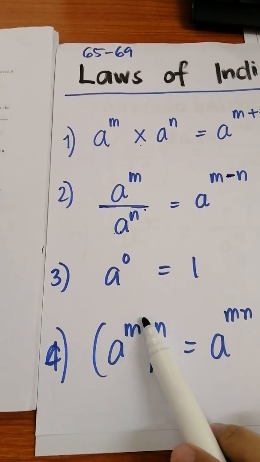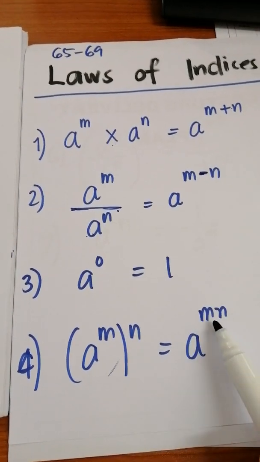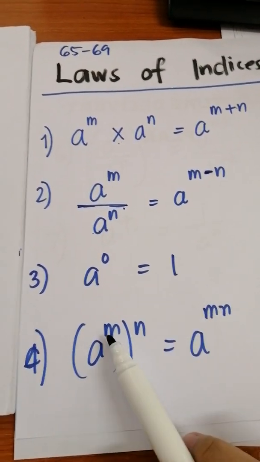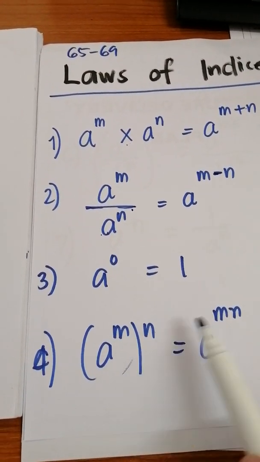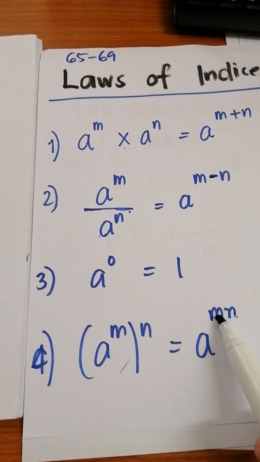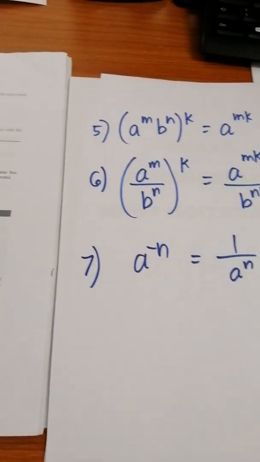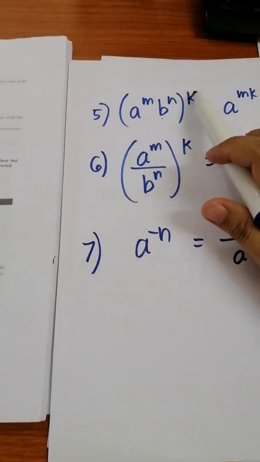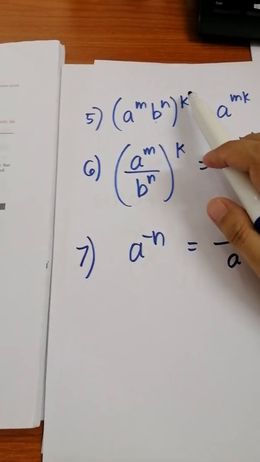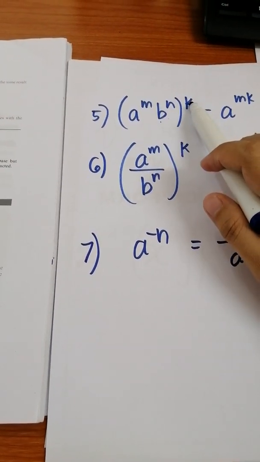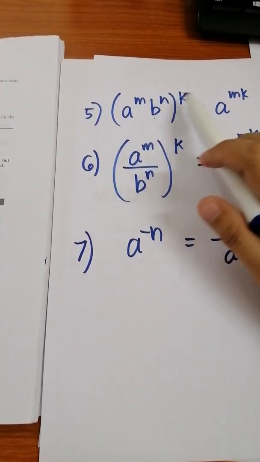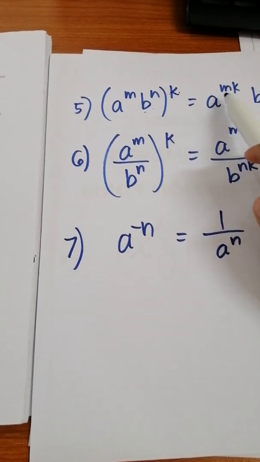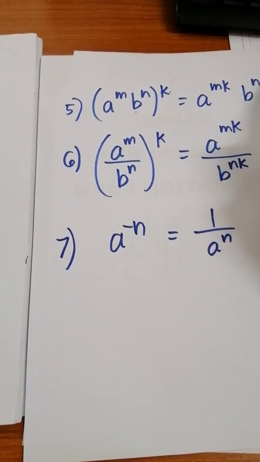If you have a power raised to another power, that means you multiply those powers. Power raised to another power, multiply. Now, another law, number 5: if you have many bases raised to a power, that means you distribute the power to all the bases by multiplying it to the powers. So that's why m into k, n into k.